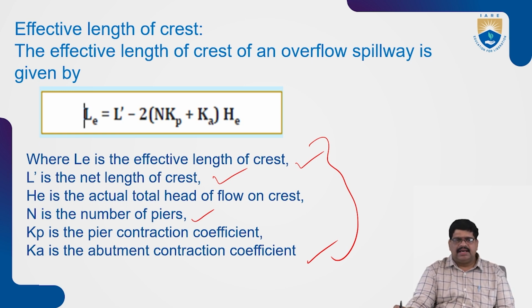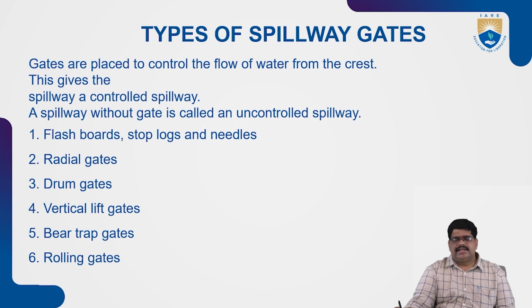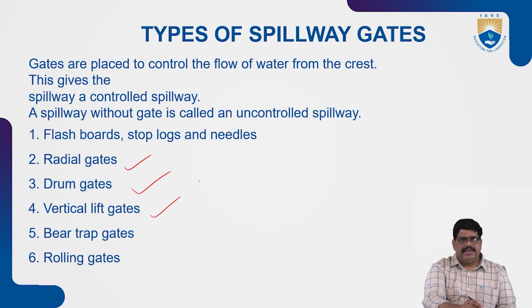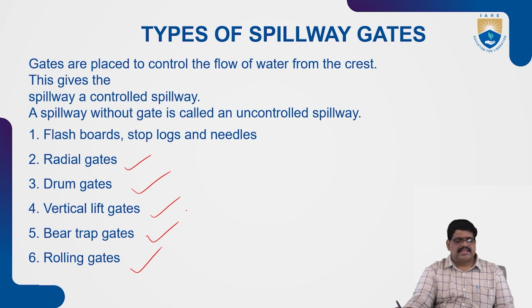Let us see the different types of gates that can be provided in dams. Let us see the types of spillway gates that can be provided at the top. What are the gates? Flashboards or stop logs like needles, radial gates, drum gates, vertical lift gates, bear trap gates, and rolling gates. These are the gates that can be provided as spillway gates.